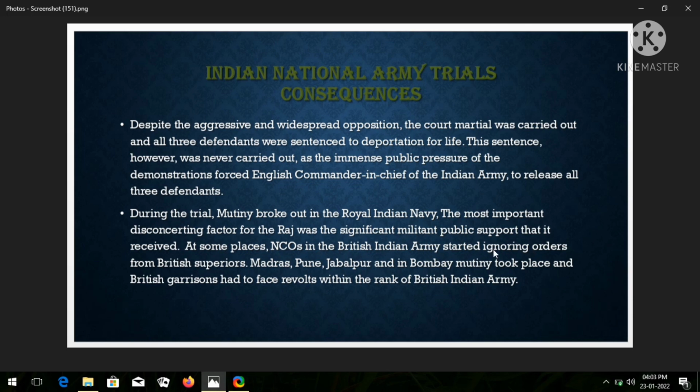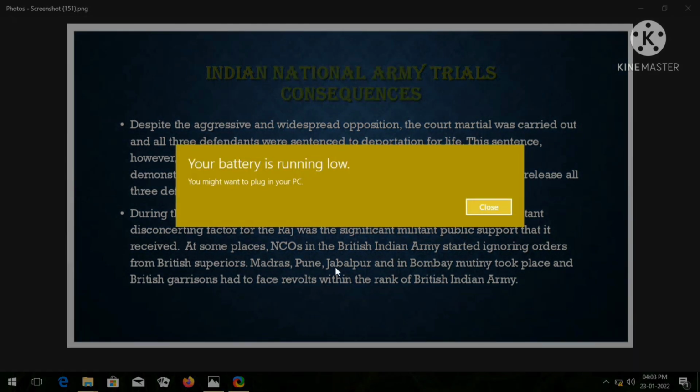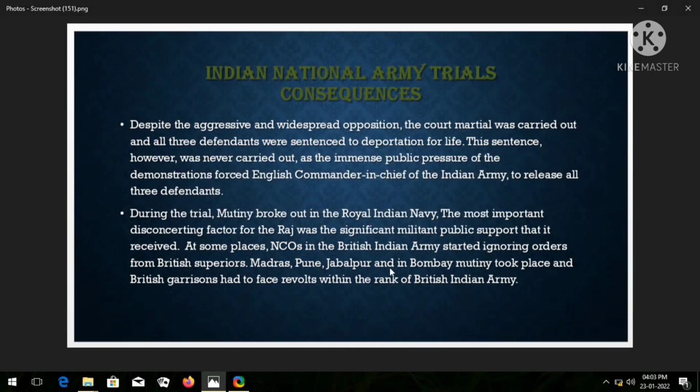NCOs in the British Indian Army started ignoring orders from British superiors, and within the Indian Army the personnel and troopers started ignoring the orders passed by the British superiors. In Madras, Pune, Jabalpur and Bombay, mutiny took place, and British garrisons had to face revolts within the ranks of the British Indian Army. You know what happened ultimately, friends? These famous locations, the centers of administration: Madras, Pune, Jabalpur and Bombay, saw mutiny, and British garrisons had to face revolts within the ranks of the British Indian Army.